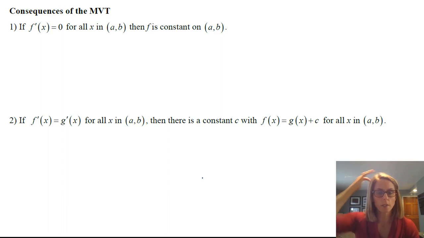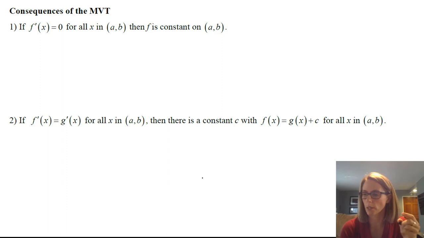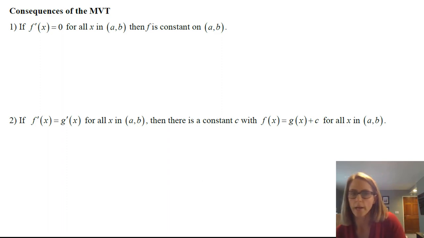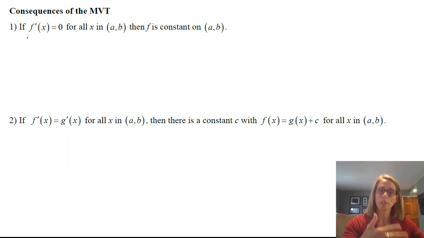So a couple consequences of the mean value theorem, and I will prove the first one and then I'll show an example for number 2. But consequences of the MVT just means since the MVT is true, what kind of falls out from that? That's what it means to say consequences. What comes out from it that helps us in other ways.